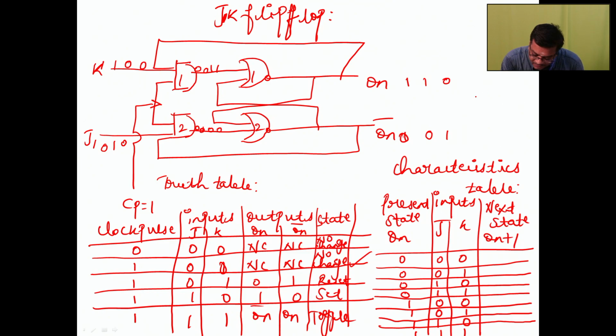So automatically what output will we get here? Again 0, 1. So Qn becomes Qn bar, and Qn bar becomes Qn. So it toggles.